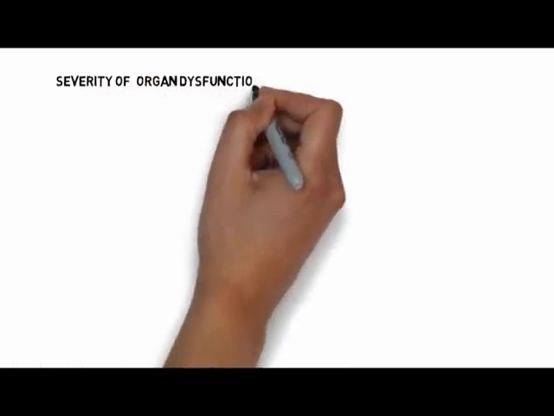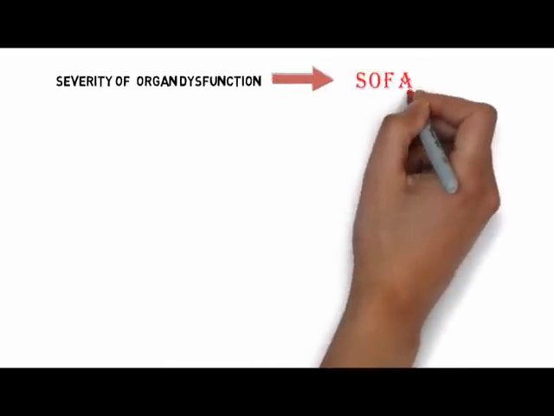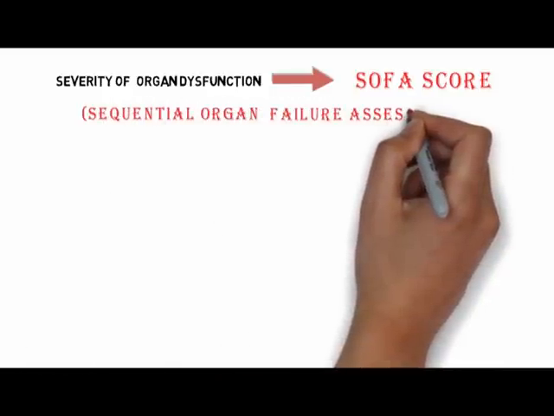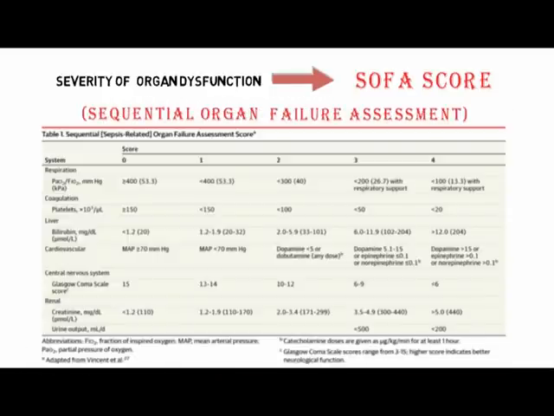Severity of organ dysfunction has been assessed with various scoring systems that quantify abnormalities. The predominant score in current use is the SOFA score, which is Sequential Organ Failure Assessment. This score has six systems. Each system has a score of 0 to 4. So the maximum score is 24. Now let's see what all components are there in the SOFA score.